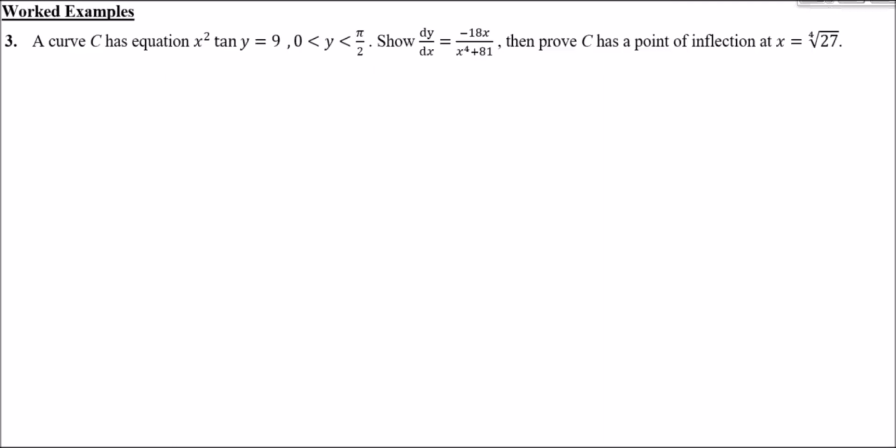Finally, worked example 3. Now we've got a curve C with equation x squared tan y equals 9, where y is between 0 and pi over 2. We need to show that dy by dx is minus 18x over x to the power 4 plus 81, and then afterwards we need to prove that C has a point of inflection where x is the fourth root of 27. So here's where we need to use our skills we've built up from chapter 9 so far. So what we need to do here, differentiate both sides.